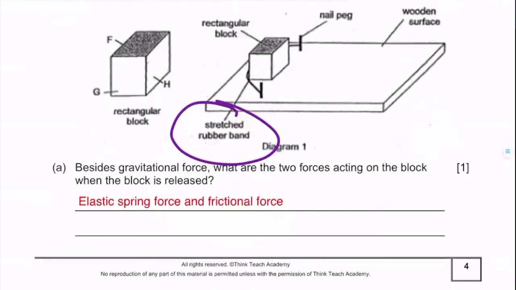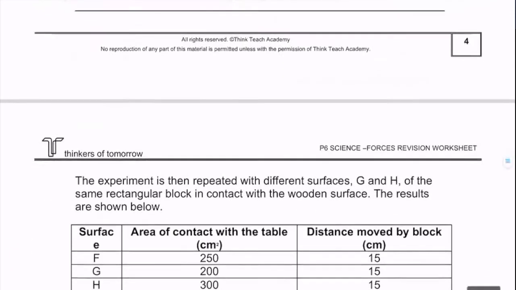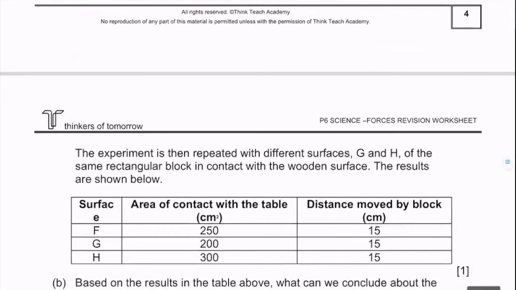Now we move on to the next one. Questions, please ask. This one is nothing new to us. You have here the experiment that is repeated with different surfaces, G and H, of the same rectangular block in contact with the wooden surface. By now, you all will know, if I ask you again, what affects friction? You know that this block is going to move, so naturally there's going to be friction.